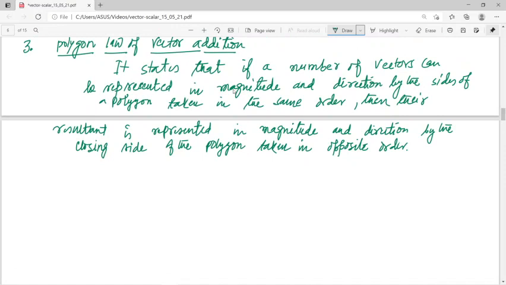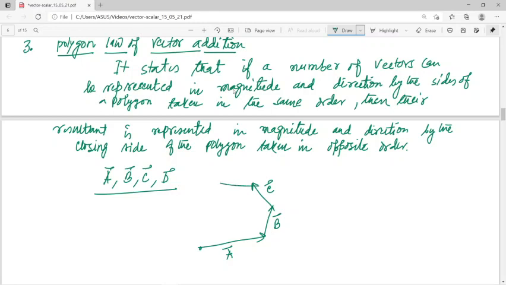What does it mean? Given vector a, vector b, vector c, and vector d, you have to add these four vectors. The law says you represent the first side of the polygon by a, then the next side by b, then c, then d. Then the vector in the opposite order gives the resultant, which is a plus b plus c plus d. That is the polygon law.